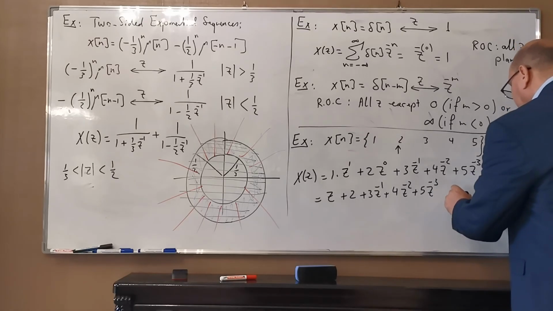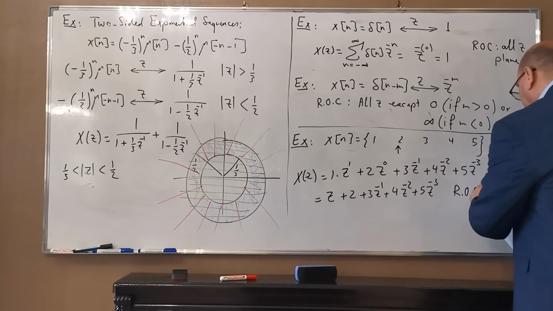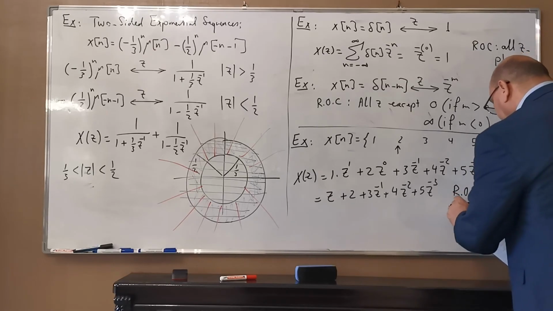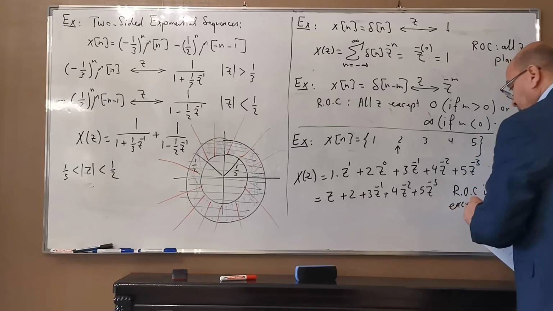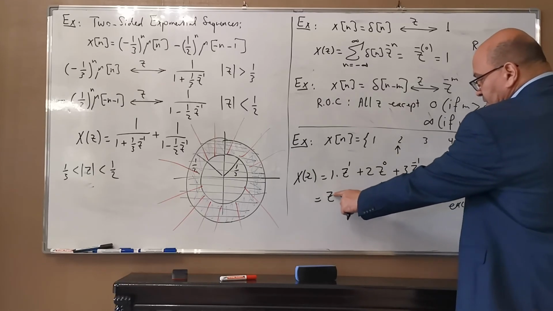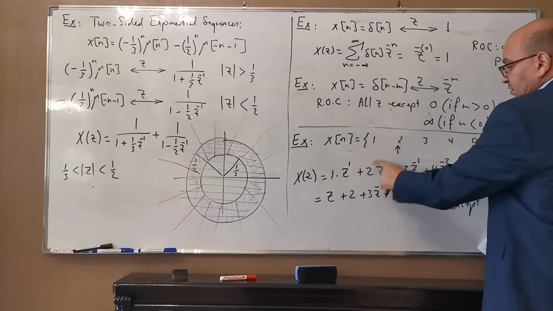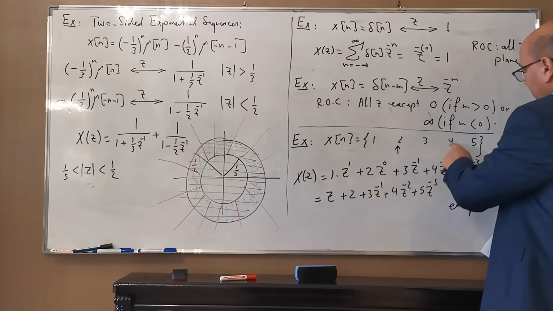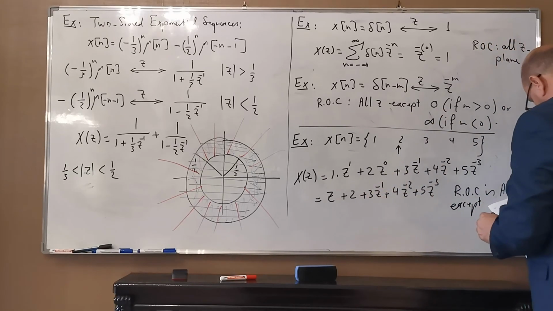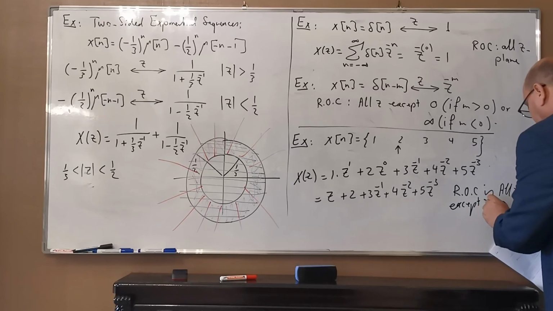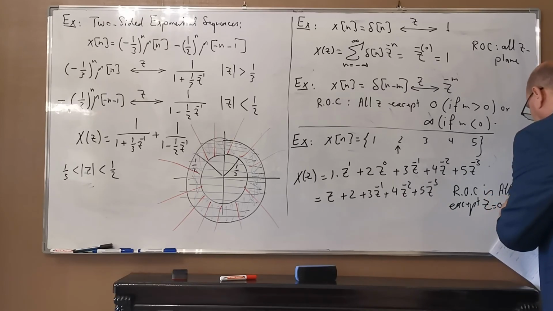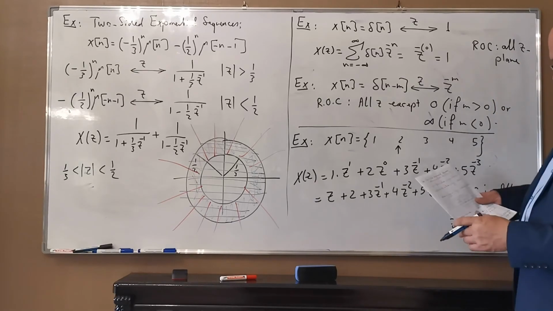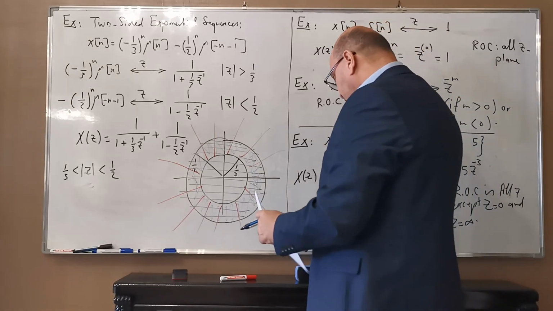And the ROC here is all z except, because you have a positive power, this one goes with infinity, so infinity is not included. You have a negative power, so it's 1 over z, so 0 is also not included. So except z equals 0 and z equals infinity. This is our region of convergence, okay?